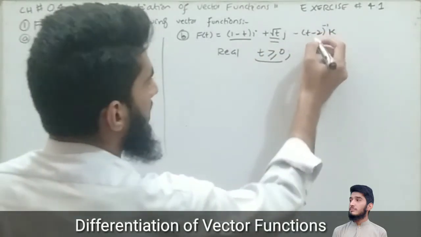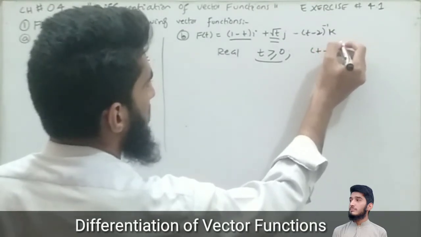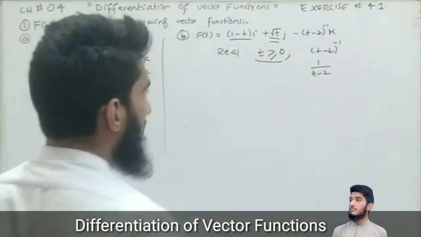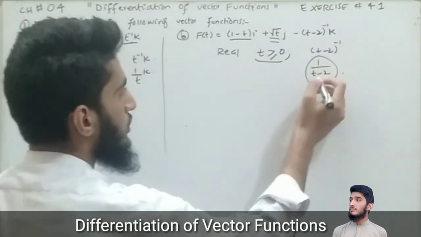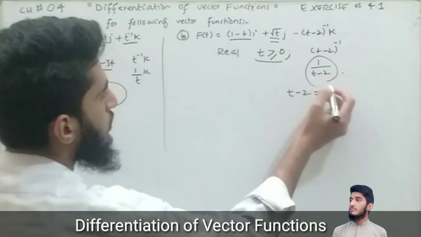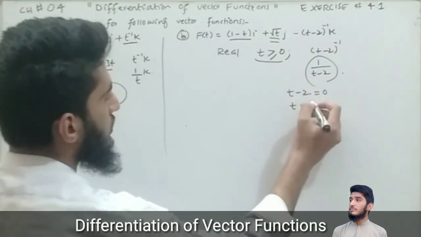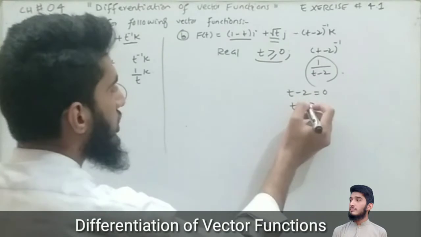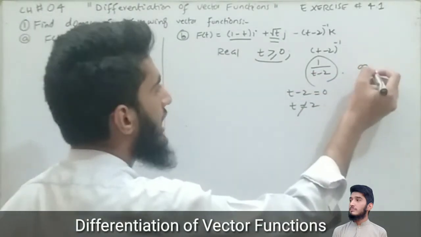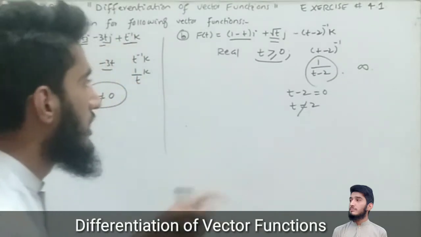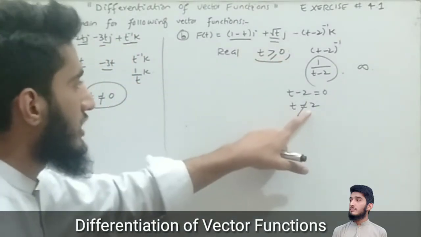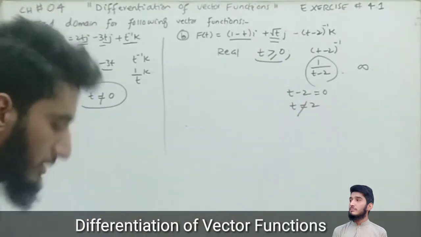And for the function (t − 2)^(−1), it can be written as 1 over t − 2. Now it is in fraction form, so we make the denominator equal to 0. Shifting 2 to the right-hand side, it will be t = 2. So remember, t should not be equal to 2 for this function, otherwise it will give us infinity, and we are dealing with real values for the domain. So the domain for part B is t greater than or equal to 0 and t not equal to 2. This is the solution for part B.